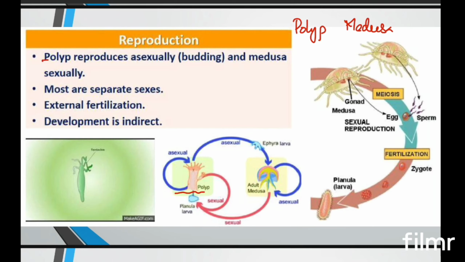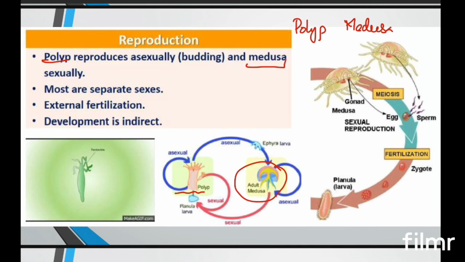So what will happen is, these polyp forms reproduce asexually; it can be budding or anything, and they will be converted into the medusa form. These medusa forms will undergo sexual reproduction and they will produce the polyp again. So the polyp reproduces asexually, either budding or any other method, and forms the medusa. After that the medusa reproduces sexually and makes the polyp again. Most are having separate sexes, both male and female, or positive or negative.